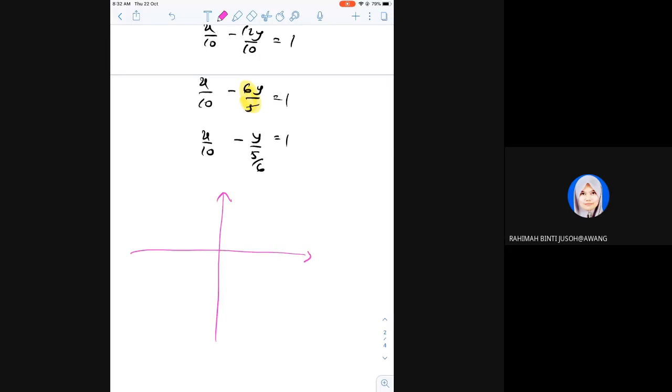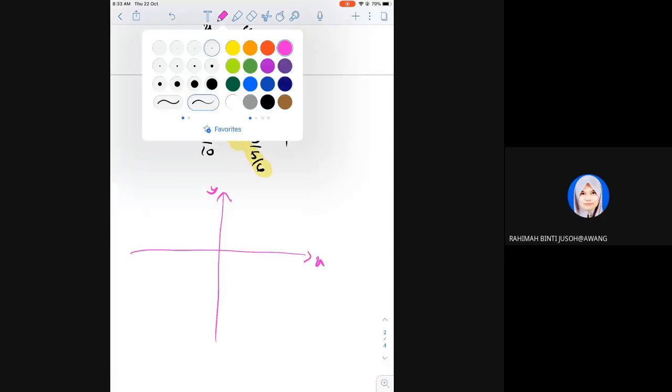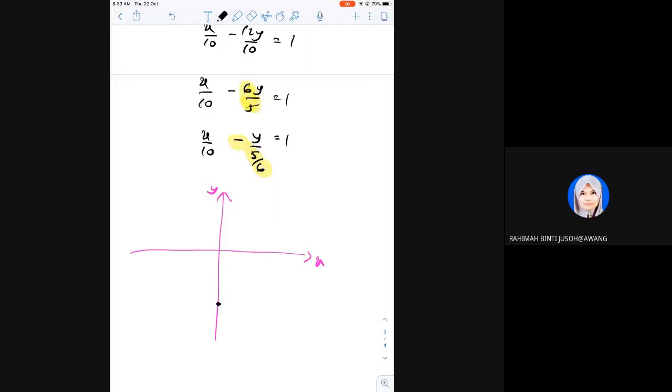Okay, right now apa yang negatif? Y yang negatif, okay? Y ni negatif. Be careful, Y ni negatif. Okay? So we will have a downward here, negative 5 over 6. And then x equals to 10. So x equals to 10 here. So straight away, sketch the line. That's it.